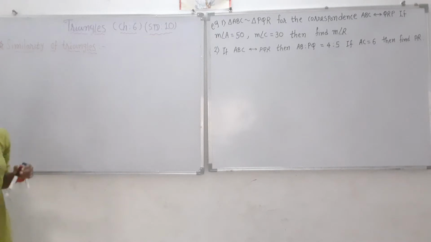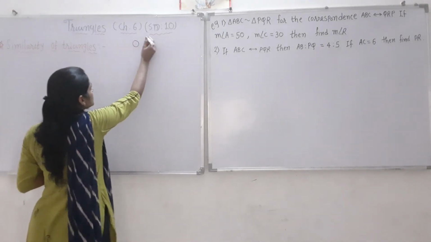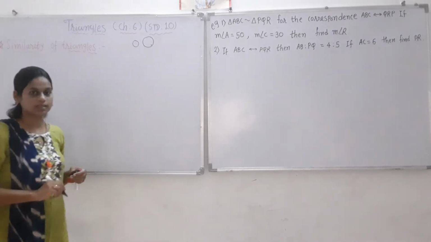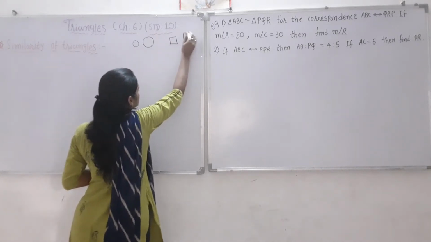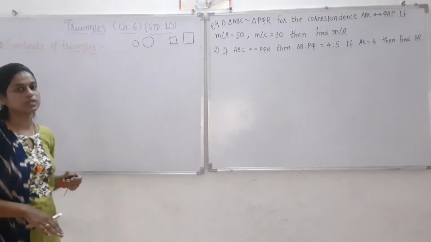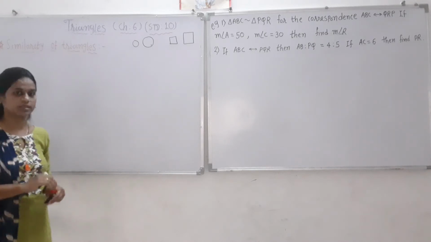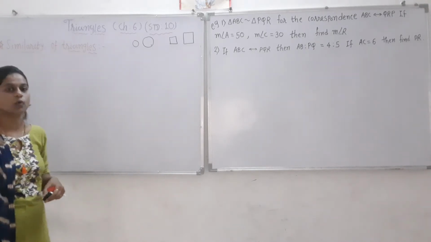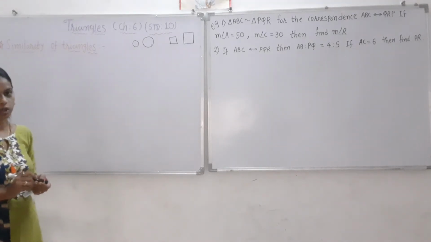Similarity means "उसके जैसा", the same. That means whenever you have two figures and these two figures look the same, this circle and this circle are called similar circles. Same way, this square and these squares are similar. In particular, the definition of similarity is: whenever you have two figures and their corresponding angles are equal and their corresponding sides are in the same proportion, then the given two figures are called similar.